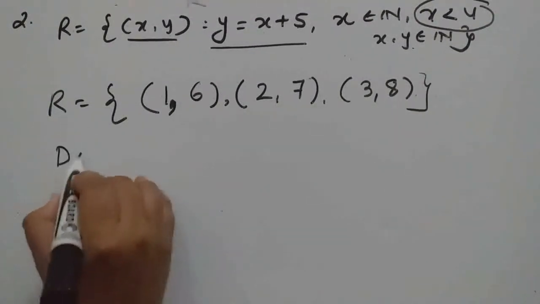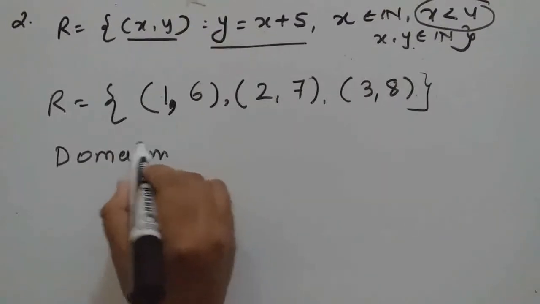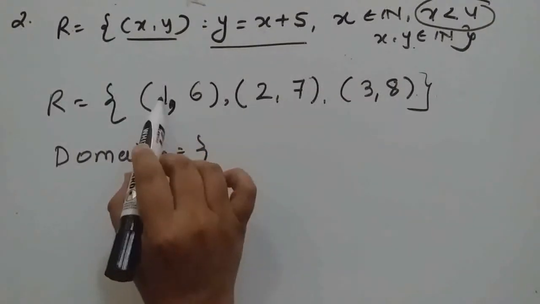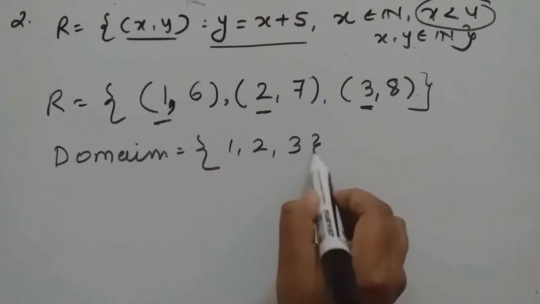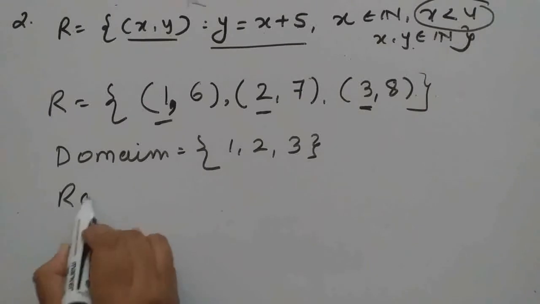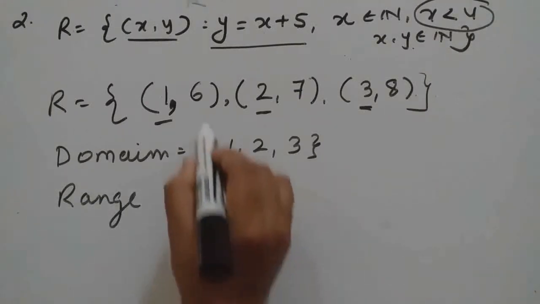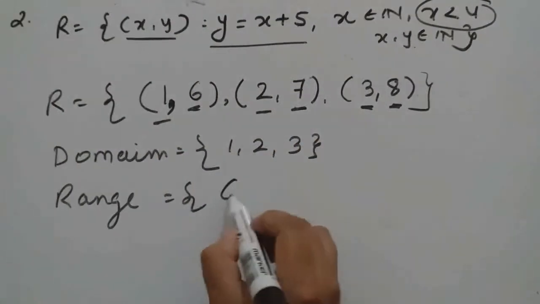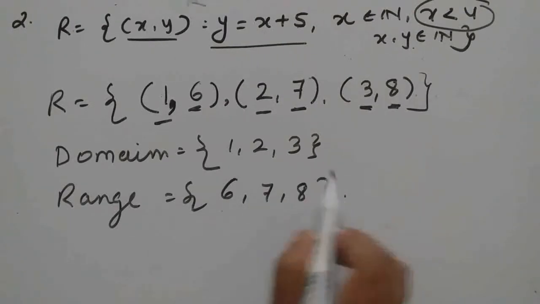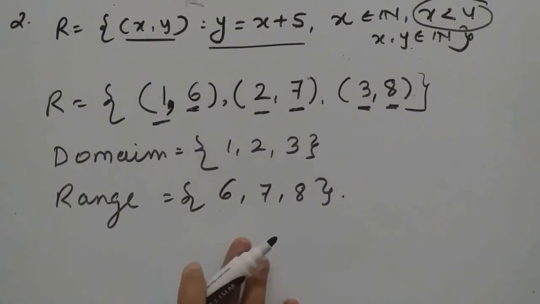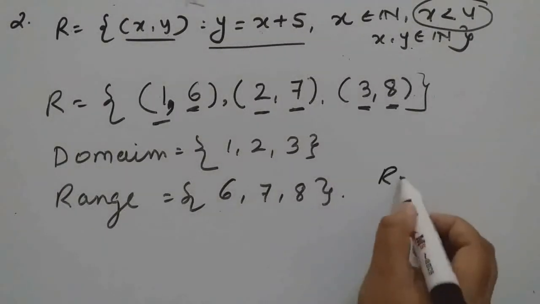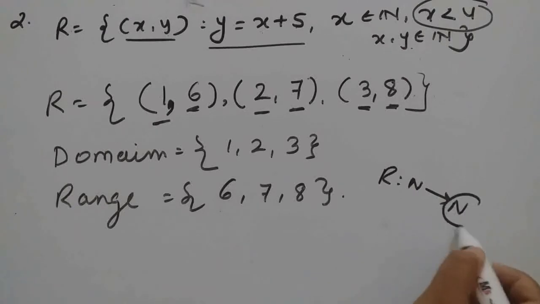Now the domain will be all the first elements of the set R, isn't it? 1, 2 and 3. And range is also asked. Range means all the second elements, 6, 7 and 8. Now suppose they also ask for the codomain in the same question, what will the codomain be? Since R is N to N, the second set is the codomain. So the codomain will be the natural number set, that is N.